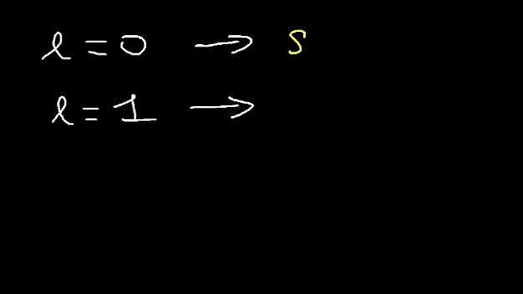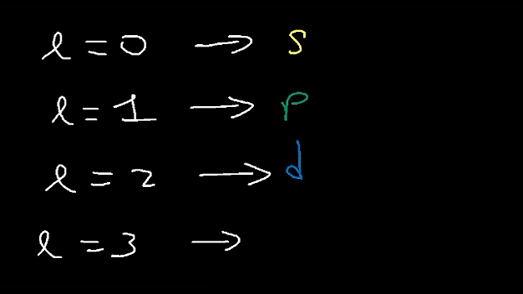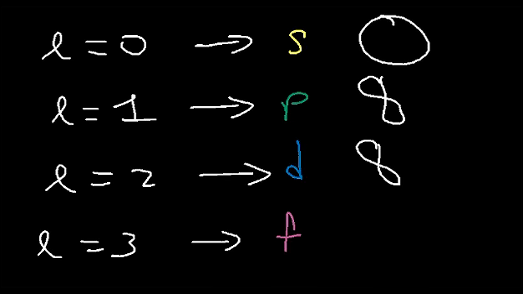l represents the sublevel. When l is 0, you have the s sublevel. When l is 1, you have the p sublevel. And when l is 2, it's associated with the d sublevel. And when l is 3, you have the f sublevel. s forms the shape of a sphere. p is a dumbbell. d usually is a cloverleaf. And f is some complicated shape that is not always easy to draw.